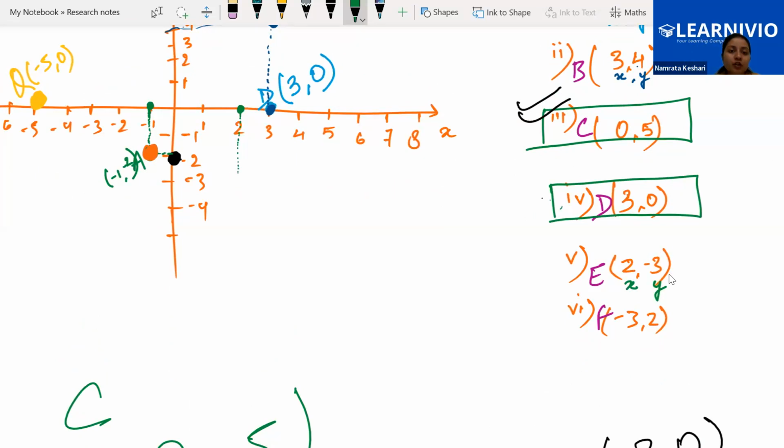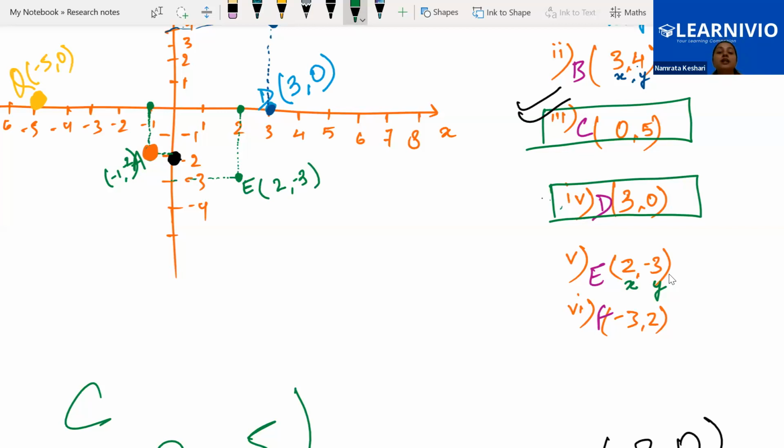So from this 2, we need to go down, down, down, in the downward direction. We will keep on going till we find -3. Can you see, in front of -3, we need to stop. Oh, we found -3. Okay. If you want, you can join it. Our dotted line must touch -3. And this is the point E where X is +2 and Y is -3.